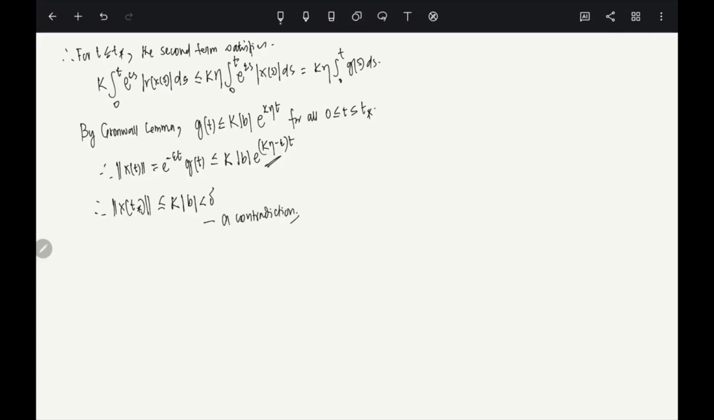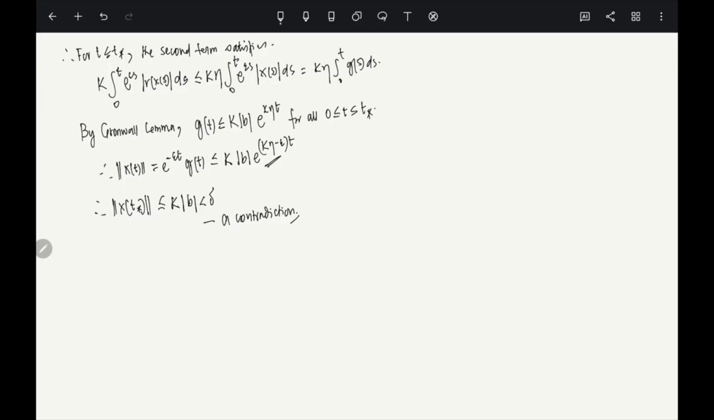So what does it say? If a solution leaves the ball, then there's a contradiction. So basically what we proved is, if there is a solution which starts in a neighborhood of b star, it stays there for all time t, it is defined, and it stays in the neighborhood.